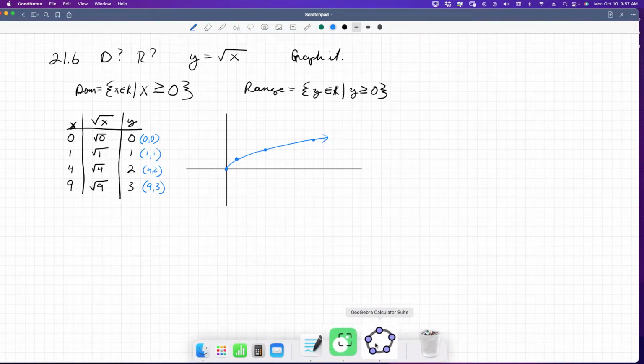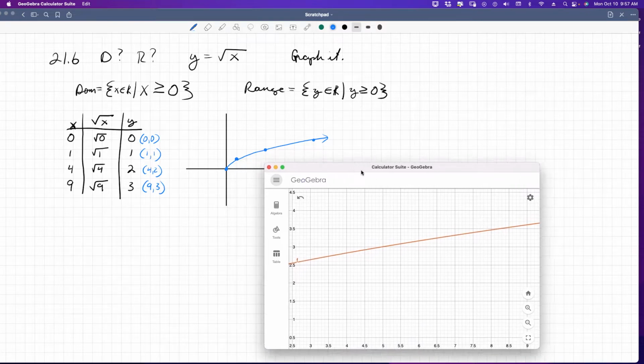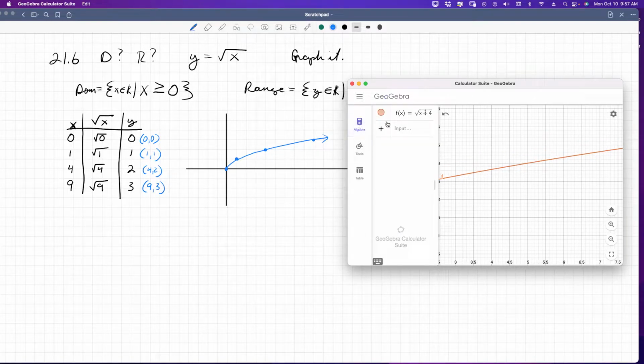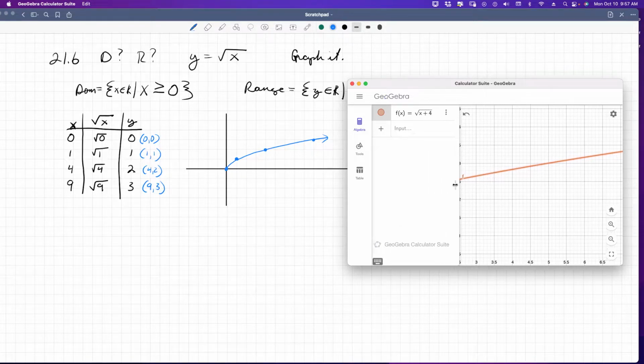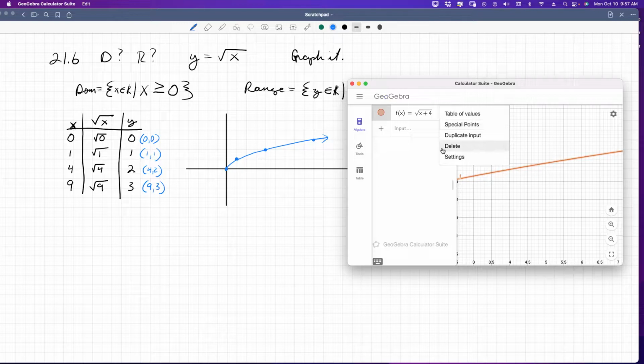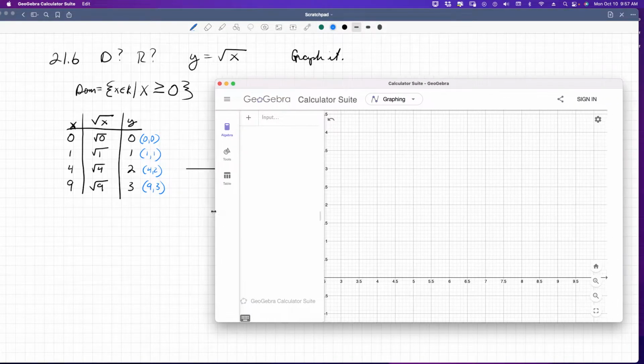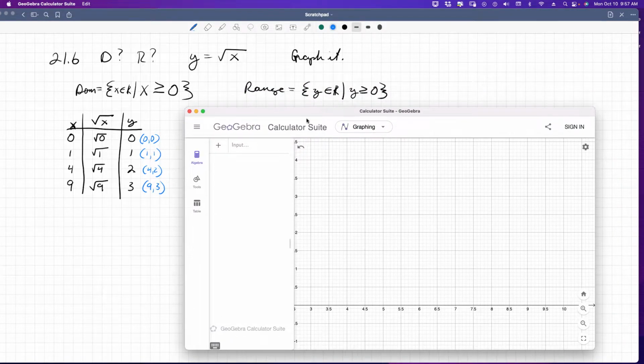And we could check our work if that looks a little weird. I have a free graphing calculator that I use. And I am going to plug in, let's see if I can stretch this out a little bit. I'm going to delete that one. Let me enlarge this a little bit, and we're going to plug this in.